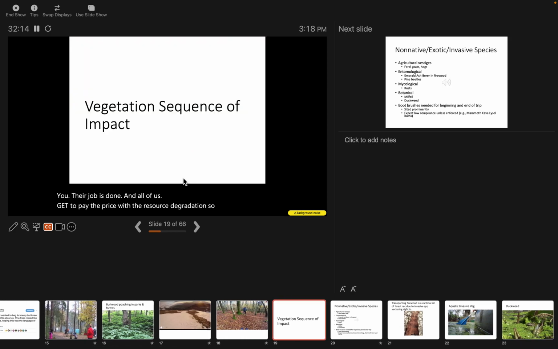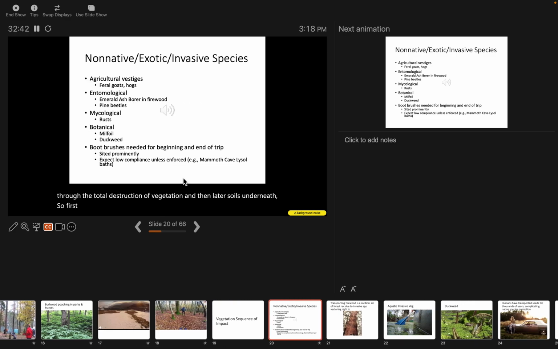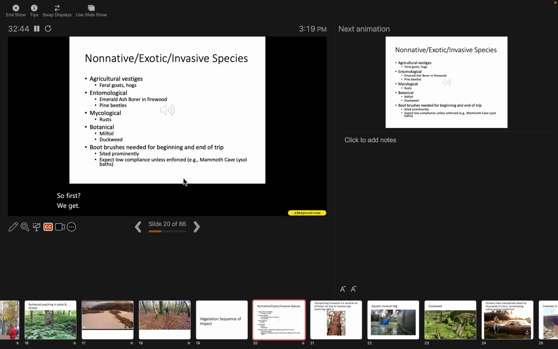So the vegetation sequence of impact, what's happening across all of these different examples is basically the same. It's just a question of, does the impact stop and recovery begin, if it can, with anything less than 100% impact, extirpation. Does the recovery start, or is it allowed to start, or do we get all the way through the total destruction of vegetation and then later soils underneath? So first, we get non-native species transport in.